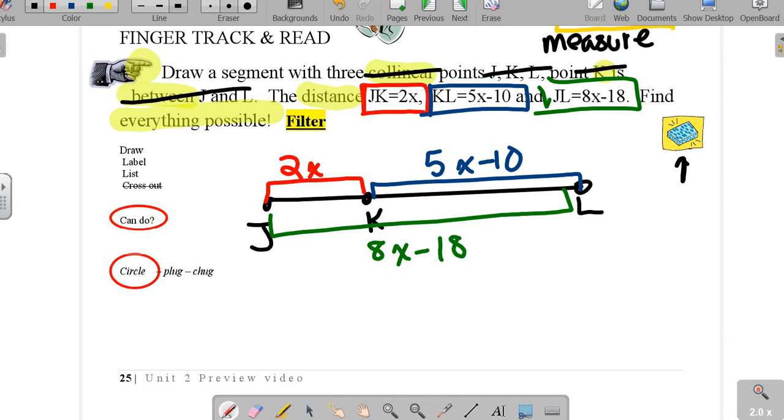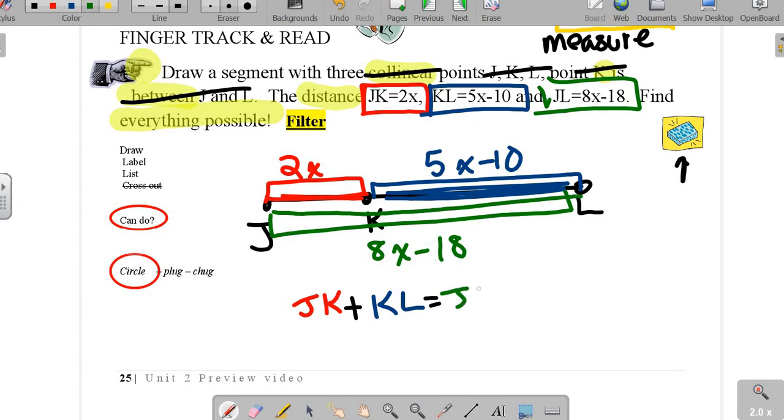Super important, folks. You talk about things before you talk about algebra. Things before algebra. Let me give you an example. The distance J to K plus the distance K to L adds up to the distance J to L. That's things before algebra. Now, once you have your thing equation, you circle, plug, chug.